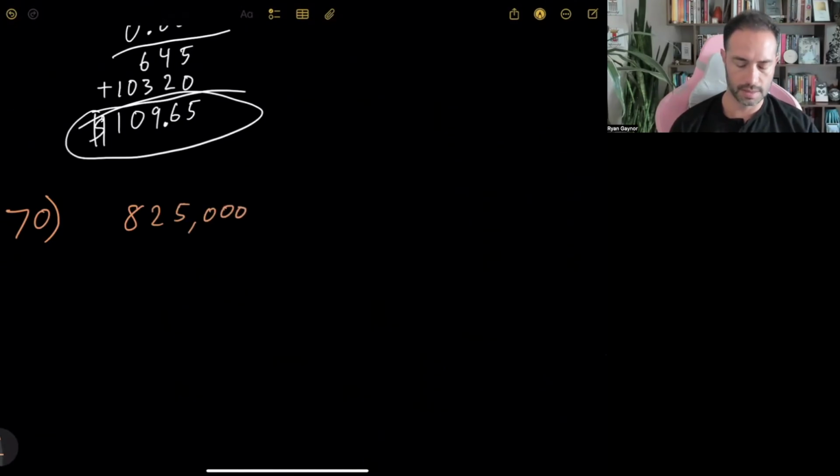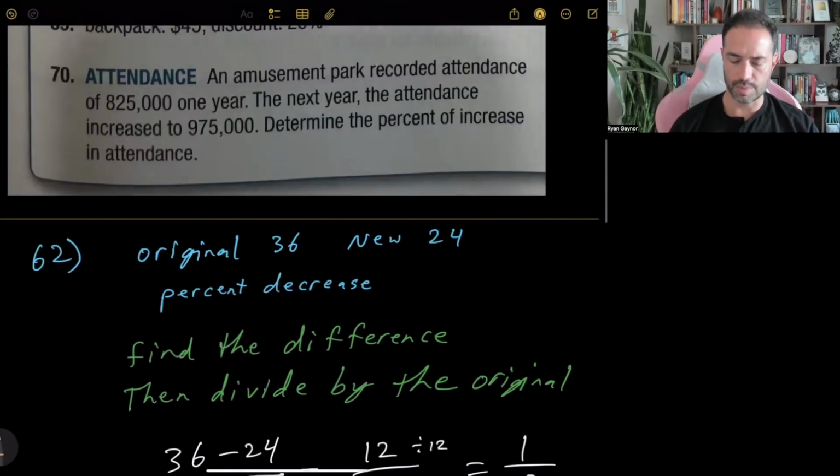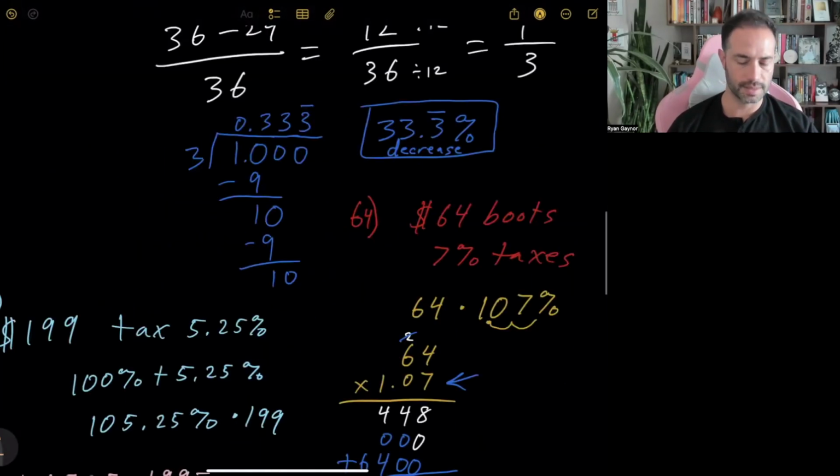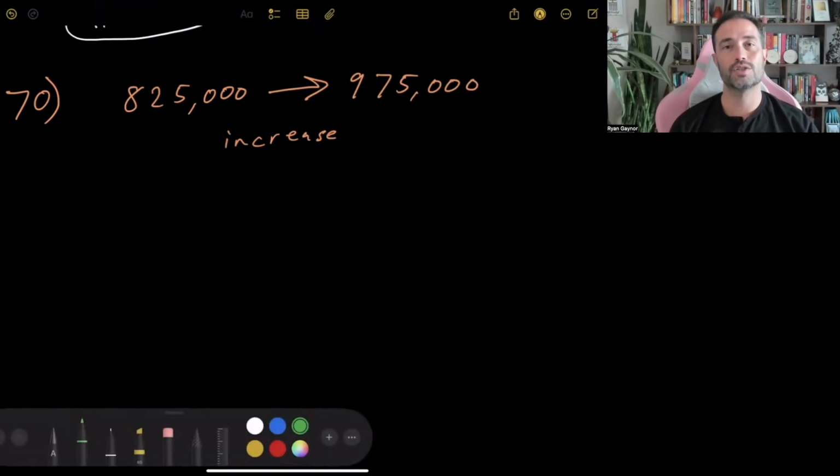825,000, and it went up to 975,000. All right, so they want you to determine, right, the percent of increase in attendance. So we know it's going up, right? So we know it's an increase. All right, we still got to follow the protocol, which is, I'll give you a moment. Do you remember what it is, the formula? Okay, let's do it. So find the difference.